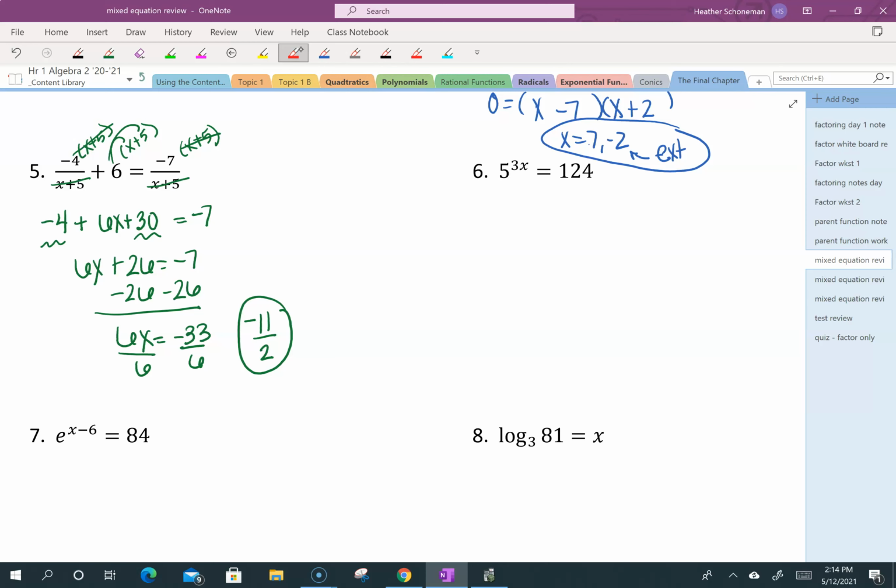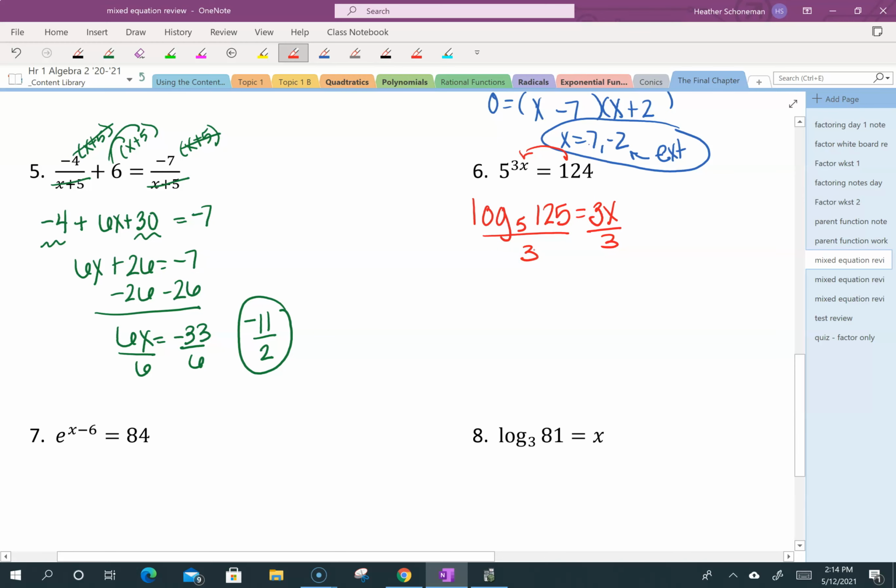Okay, number 6. We learned in the chapter before last, we couldn't solve for the exponent. So to do that, we had to rewrite it as a log. So this is going to be log base 5. Remember, that's a smaller, lower 5, of, and then these two things switch sides, of 124 equals 3x. So now to solve, I have to divide both sides by 3.